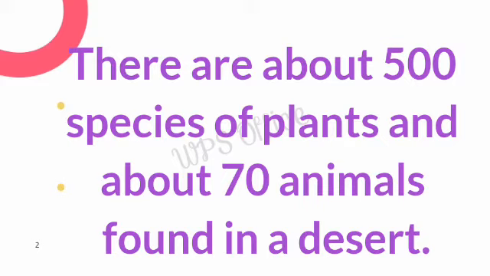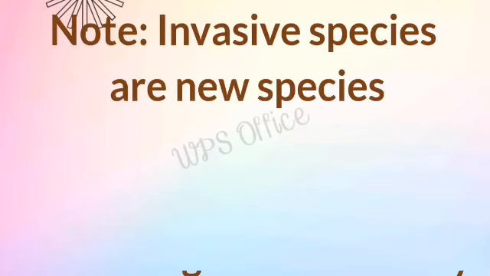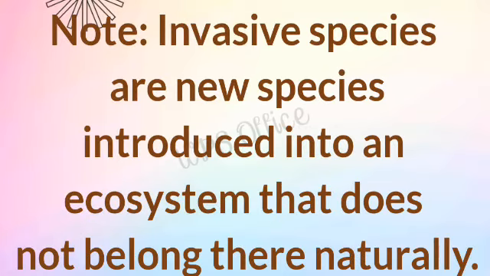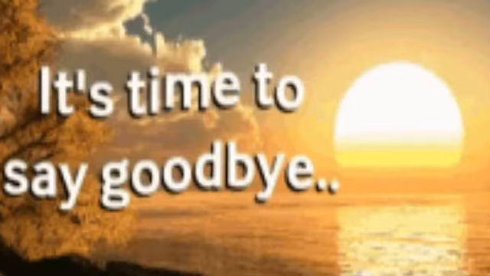Next, there are about 500 species of plants and about 70 animals found in the desert. Take note of this. Note: invasive species are new species introduced into an ecosystem that does not belong there naturally, introduced to another habitat that they don't belong to naturally.